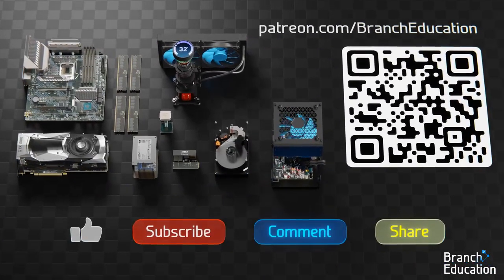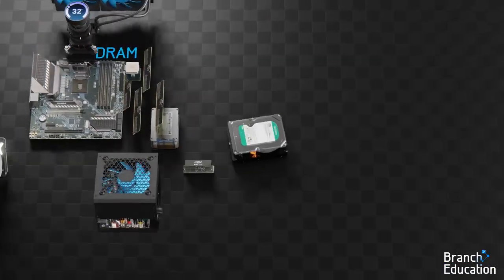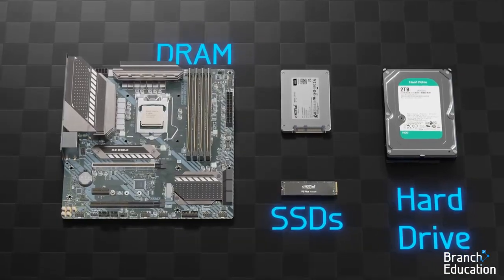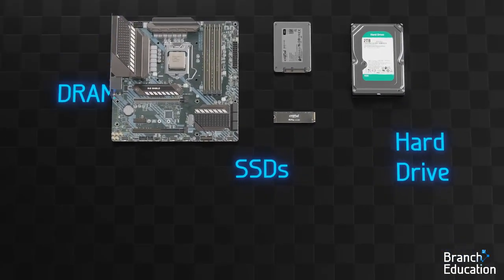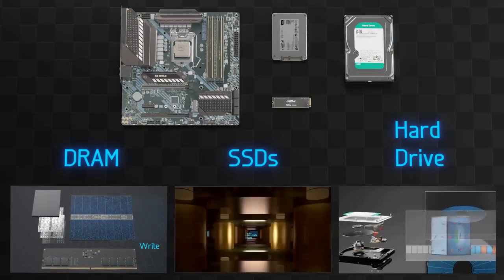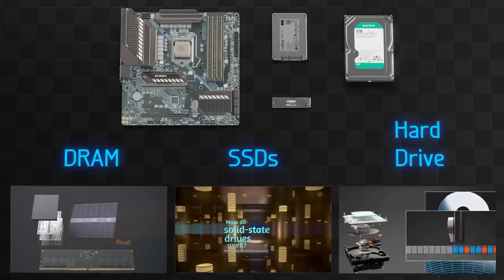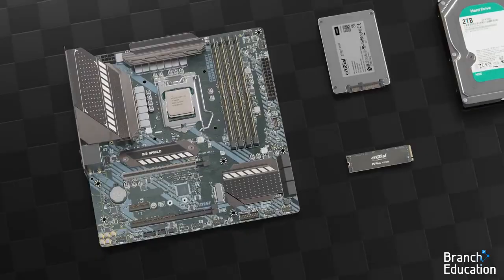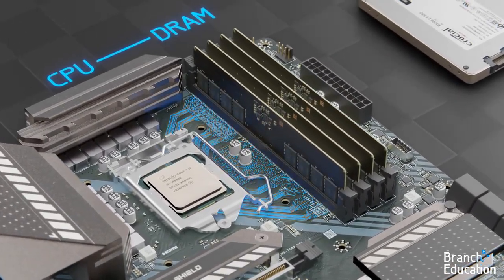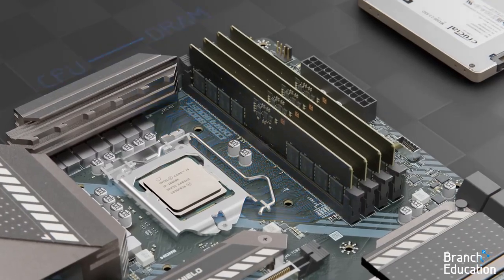Let's move on and look at the DRAM, solid-state drives, and hard drives. We're not going to spend too long because we have an entire series of videos on solid-state drives and then separate videos covering DRAM and hard drives. But quickly, the CPU communicates directly with the DRAM through memory channels running inside the motherboard.